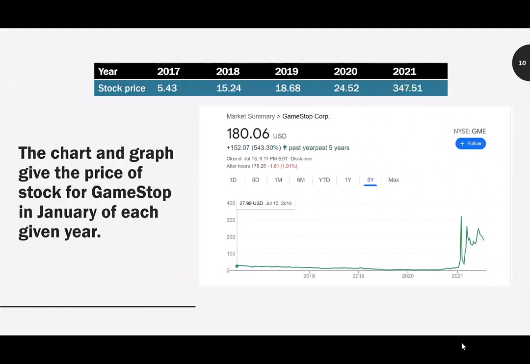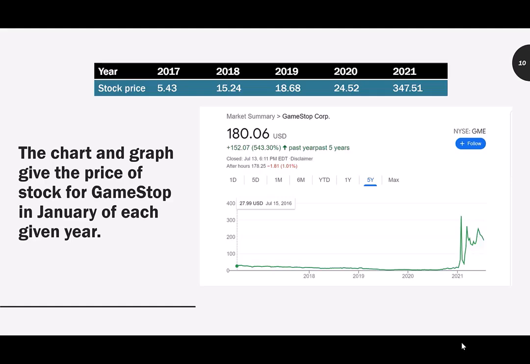Let's try again. This time I'm looking at stock prices. I picked GameStop. Going back to 2017, it goes up to 2021. In the chart that I added on top, I just pulled a number from January of each year. So I have 2017, 18, 19, 20, and 21.